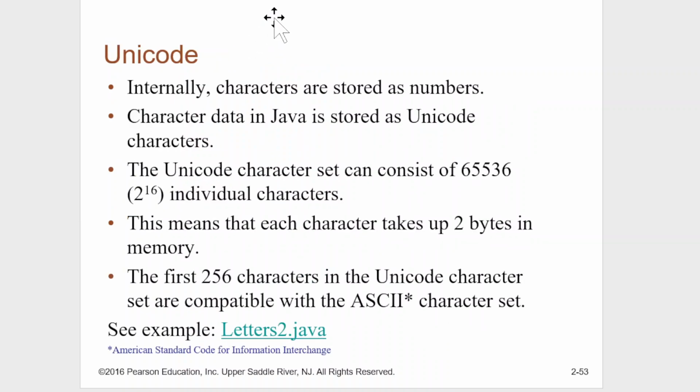In Unicode, internally, characters are stored as numbers. Character data in Java is stored as Unicode characters. A Unicode character can consist of 2 to the 16th individual characters, meaning each character takes up 2 bytes of memory. The first 256 characters in Unicode are compatible with the ASCII character set. And ASCII is the American Standard Code for Information Interchange.